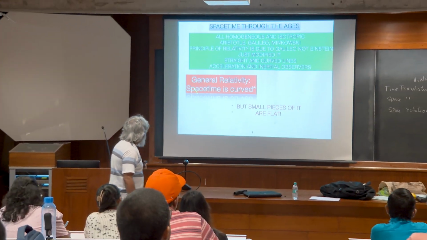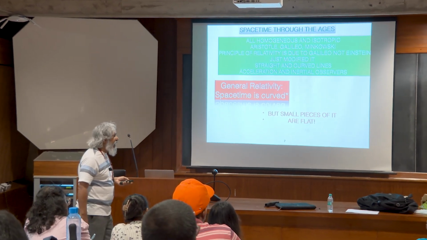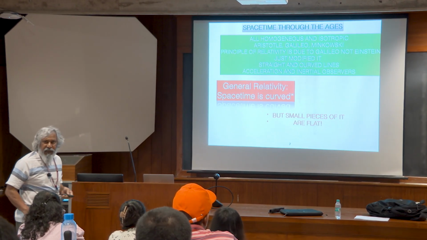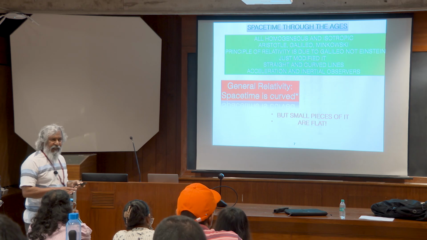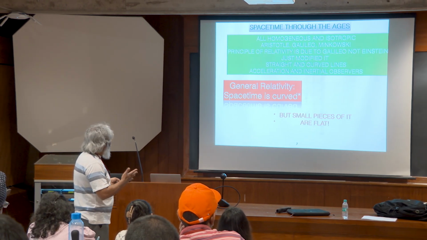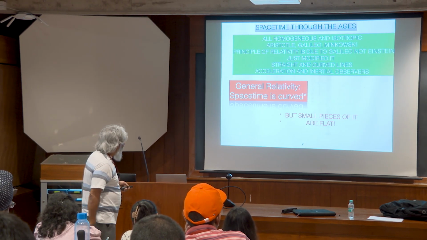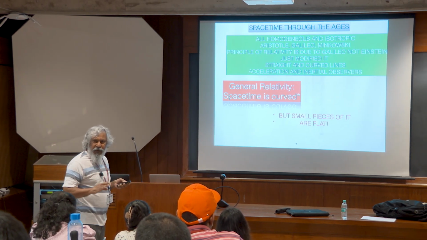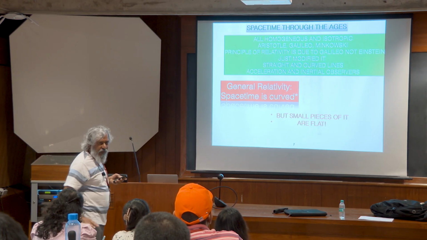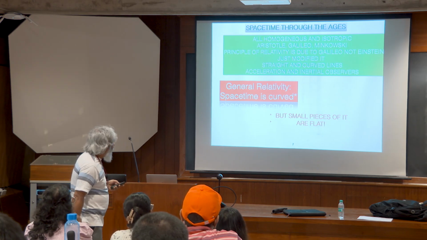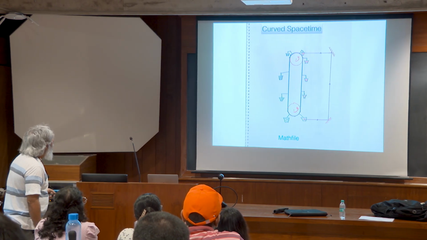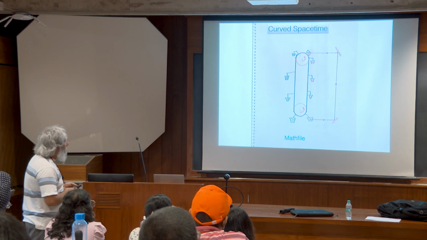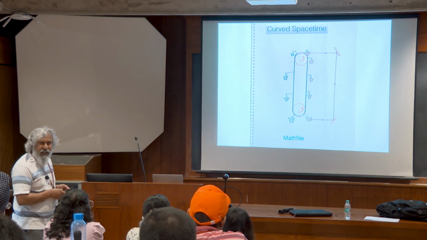Okay, so this is basically the thrust of the rest of this lecture. General relativity is telling you that space-time is curved, and we're going to understand what that means. But also that small pieces of it are flat, and we're not really going to have to worry too much about the curvature until we have to. So I'm going to prove to you that space-time is curved by a simple thought experiment.